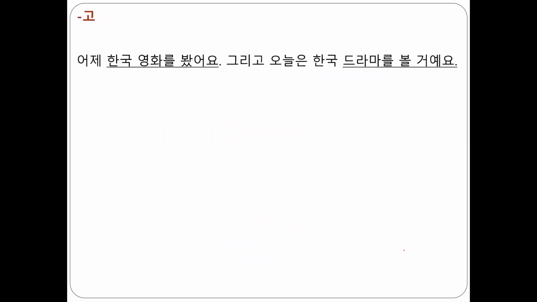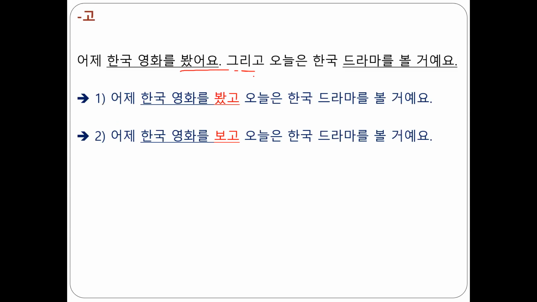자, next, 뭐뭐하고 structure, just the final point that I want you to remember. 자, 어제 한국 영화를 봤어요. 그리고 오늘은 한국 드라마를 볼 거예요. 자, can you combine, merge these two sentences into one? Okay. Check these sentences and tell me whether the two sentences are all correct or not?